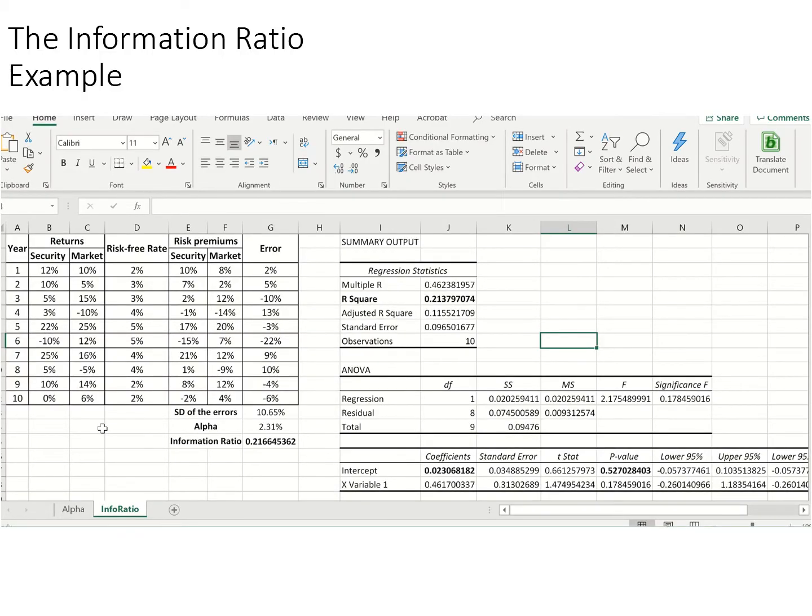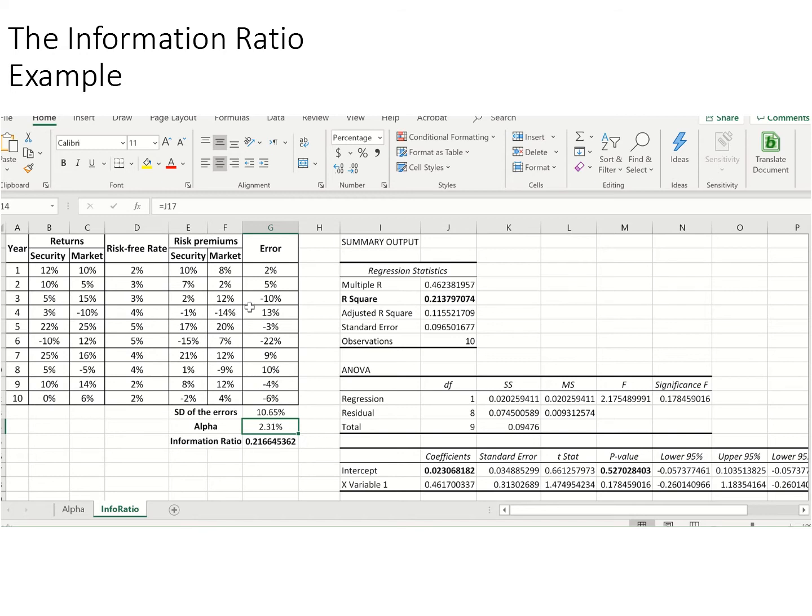So let's talk about the information ratio. We already calculated the alpha, and I explained how you can find the alpha using the regression model. That's the regression output of our calculation. Now let's talk about the information ratio. As I mentioned, there are two ways you can look at the significance of the alpha. One is looking at the information ratio. So let's talk about this first. How can we calculate the information ratio? That's the alpha divided by the standard deviation of errors.